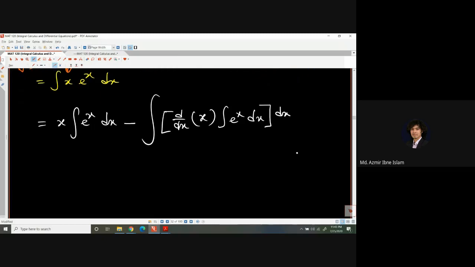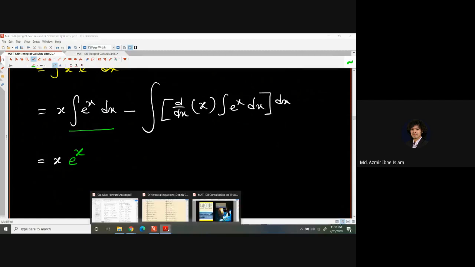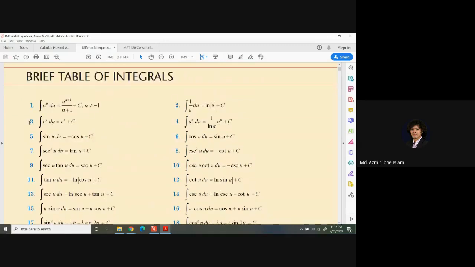So let's try to solve this one. Now we can directly apply the formulas of integration. You know that integration of e to the power x dx is actually e to the power x. We are applying the basic formulas, and I have already mentioned that you will find your basic formulas in the reference books. Okay, so integration of e to the power u du is e to the power u.